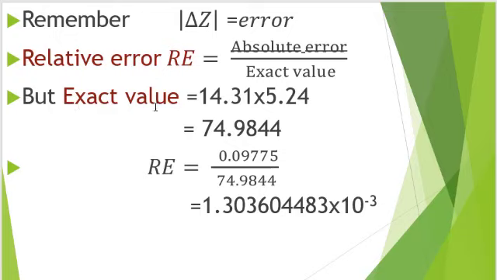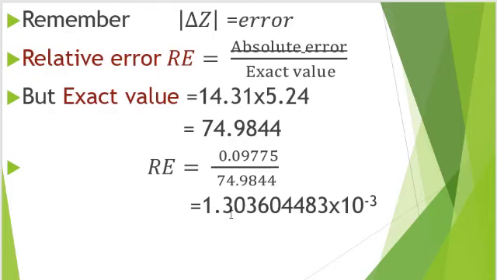Now, we shall get the exact value next, which is 14.31 times 5.24, which is equal to 74.9844. Then we substitute back in our relative error expression. We substitute in the absolute error we've just got from the previous slide, divided by the exact value we've just got here, and our answer is 1.303604483 times 10 power negative 3.